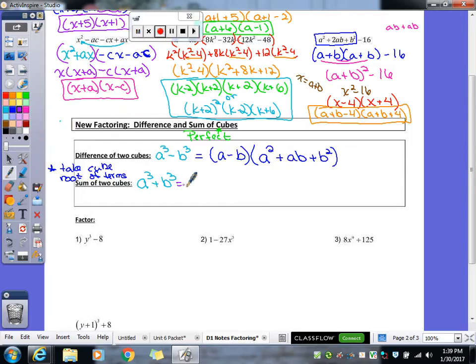If you're adding them, it would be the first term plus your second term in the one parenthesis. Over here, it would be the first term squared minus the two of them multiplied, and then plus the last term squared. So the only difference between our formulas are just a couple of signs here. So you got to remember, if you're doing difference, it's minus and then plus plus. If you're doing the sum, it's plus minus plus for your signs there.